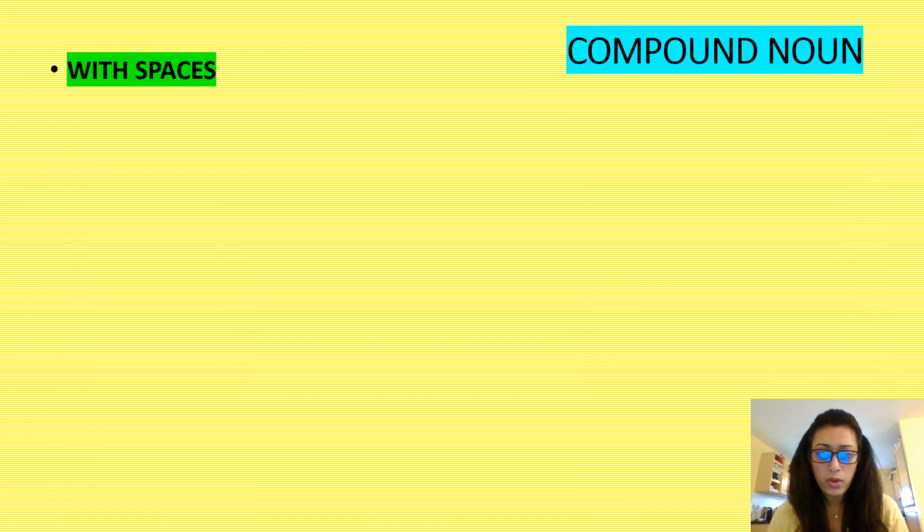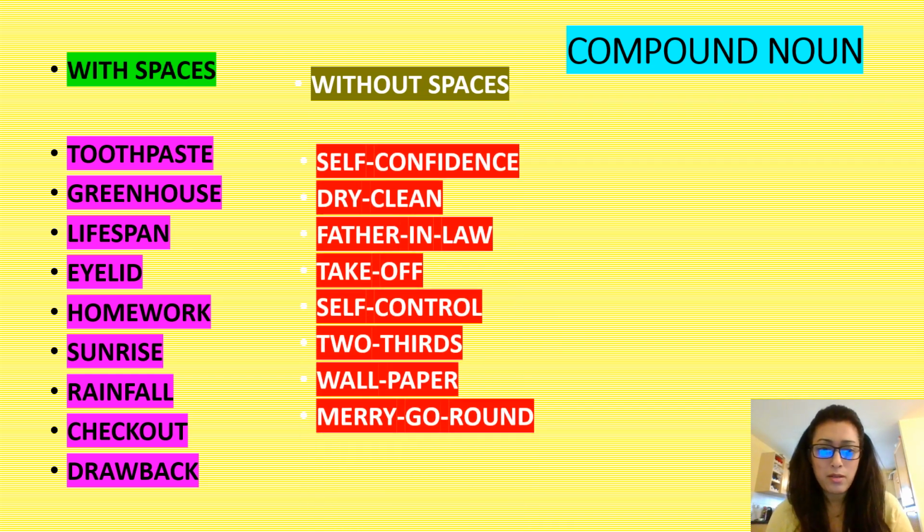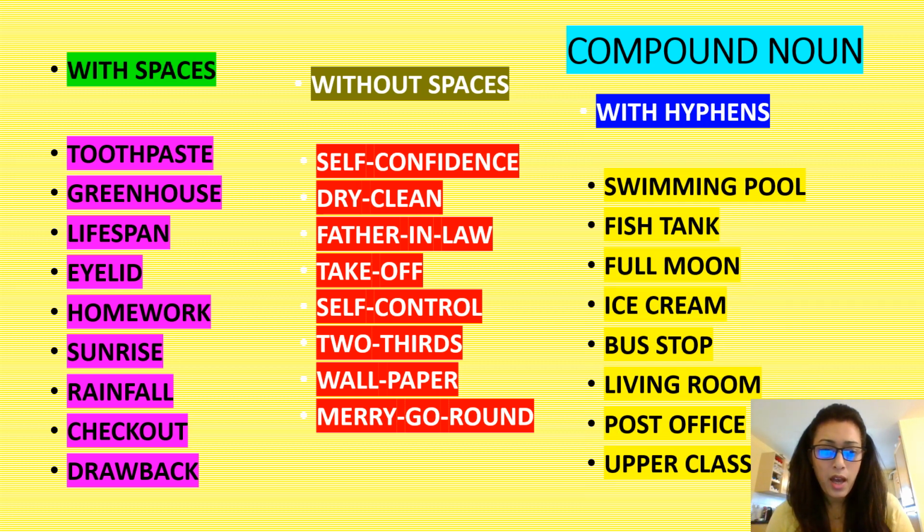Now, moving on to compound nouns, it contains two or more words that join together to make a single noun. The first is with spaces. So, toothpaste, greenhouse, lifespan, eyelid, homework, sunrise, rainfall, checkout, drawback. Without spaces will be, okay, I've put it the other way.